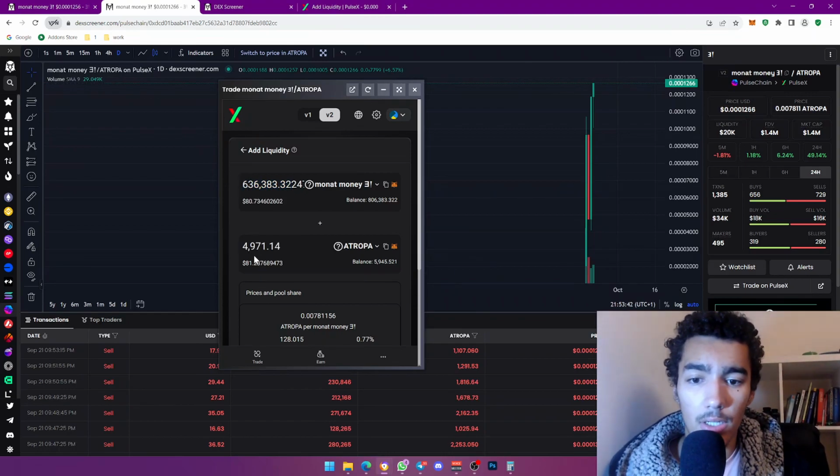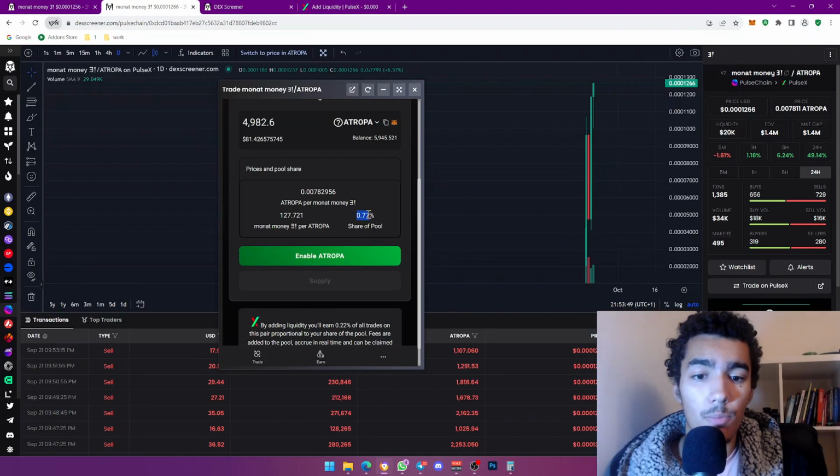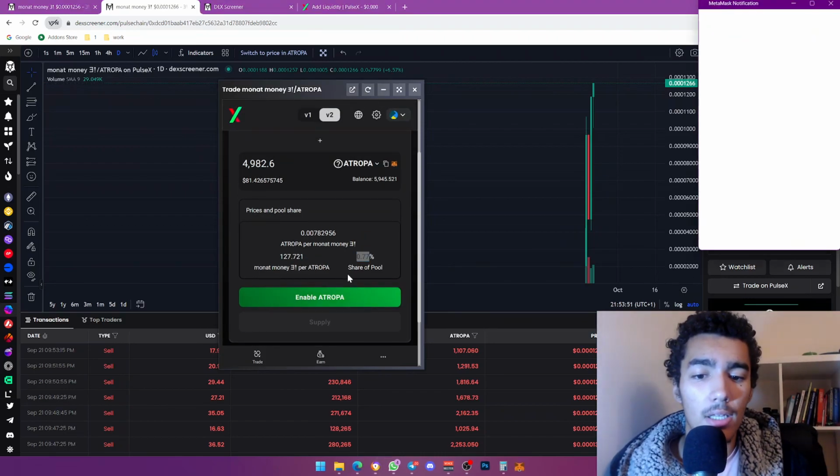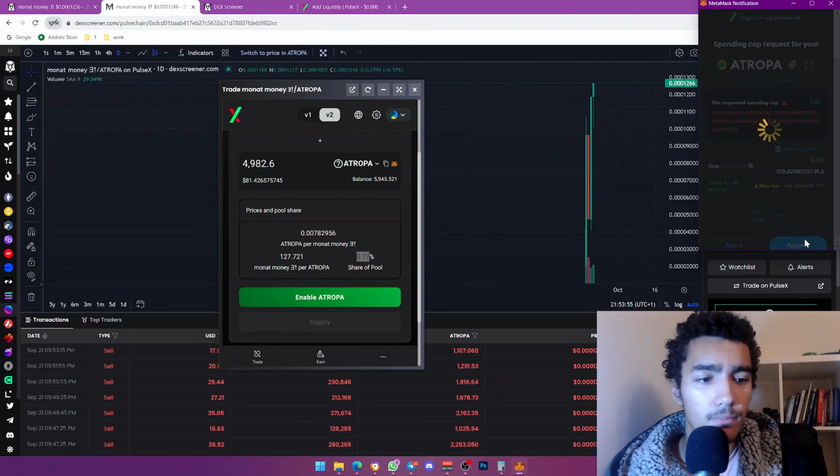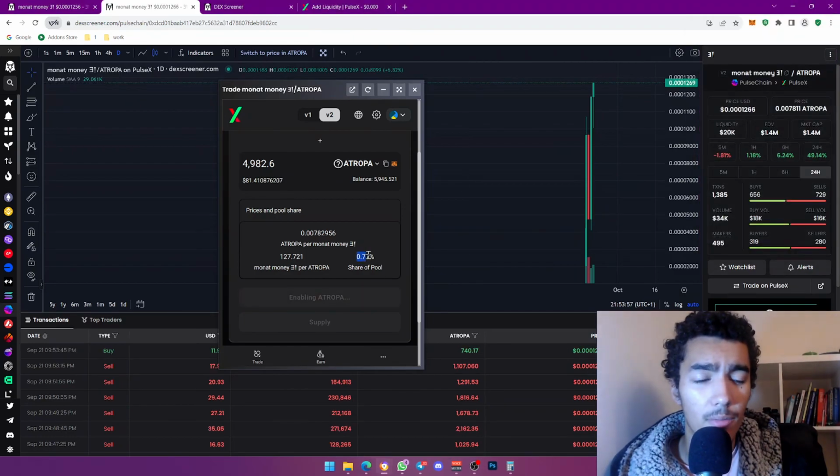So there you go, $80, and obviously it will automatically calculate how much Atropa you need, which I do have right here. And then it will tell you that this results in 0.77. Now I might as well enable Atropa in the meantime. Okay, so that's 0.77% of the pool.